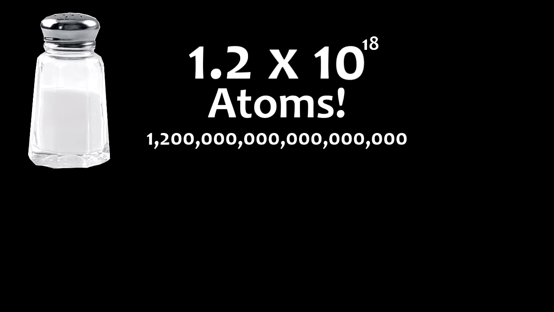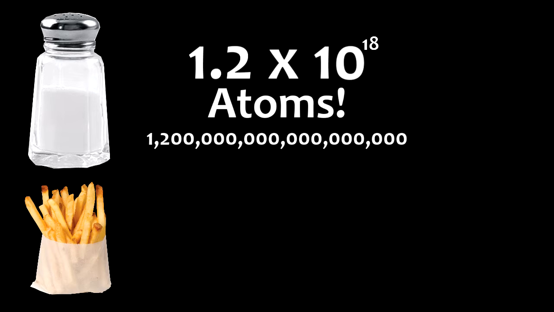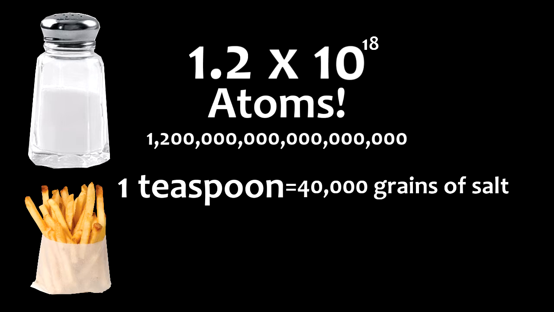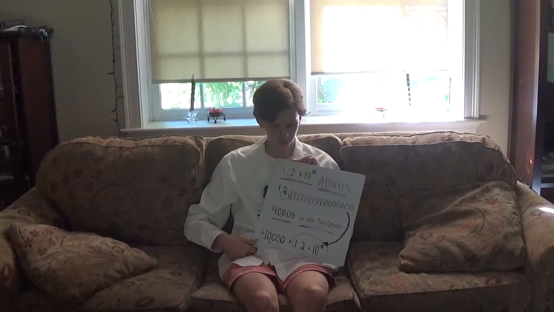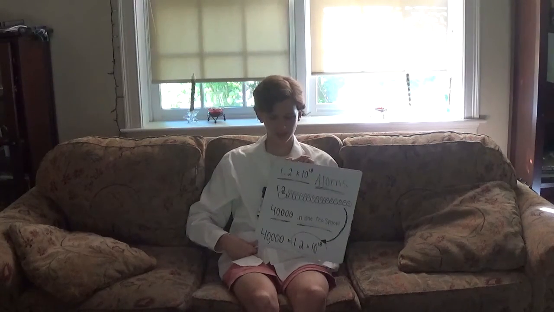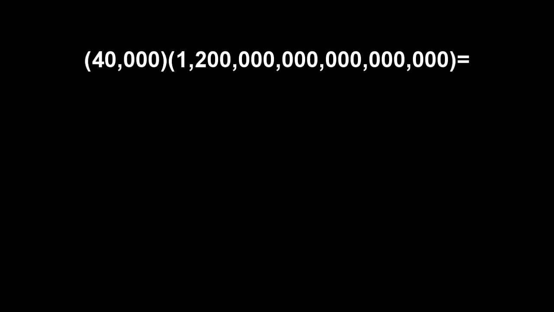But how many atoms just in the salt would go on your French fries? Well, let's just say you put an average of 1 teaspoon of salt on your French fries, which has an average of about 40,000 grains of salt. So to figure out how many atoms just of salt go on your French fries, that would be 40,000 times that really huge number we found before, which is the 1.2 times 10 to the 18th power. And that's just the amount of atoms alone in the salt that go on your French fries.